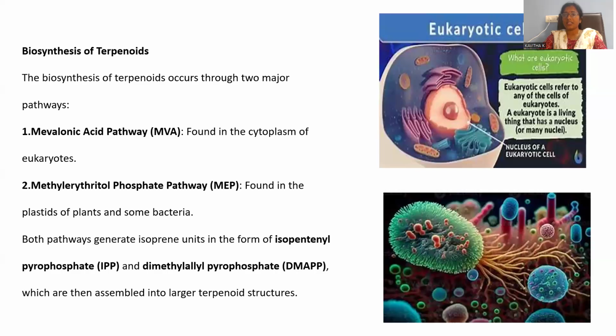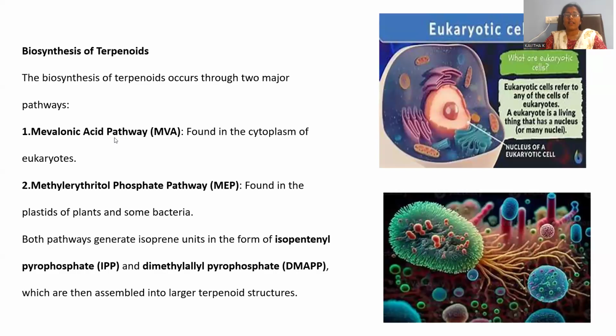How can we synthesize them within the living organisms? How are they synthesized within the living organisms? The biosynthesis of terpenes occurs through two major pathways. One is denoted as the mevalonic acid pathway, found in the cytoplasm of the eukaryotes. Any organism which has a nucleus is called a eukaryote. Prokaryote means the absence of a nucleus.